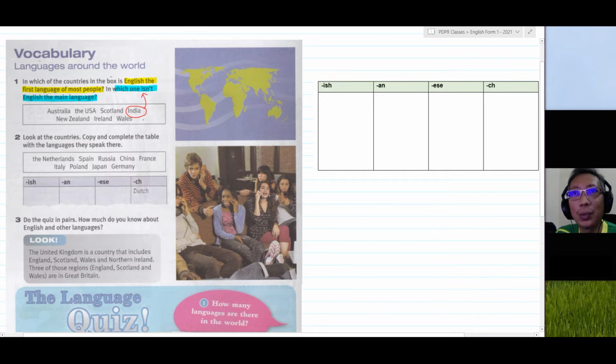India is the one country from the list that isn't using English as the main language, whereas the others, Australia, United States of America, Scotland, New Zealand, and Ireland, all use English as the first language. Okay, that is the end of part 1.